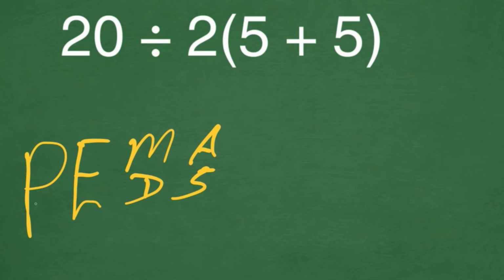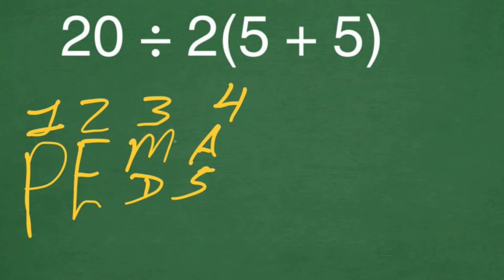So P stands for parentheses, E stands for exponent, M and D stand for multiplication or division, A and S stand for addition or subtraction. So according to the rule, the first thing we need to solve is parentheses, and then exponent, and then multiplication or division. Then finally we have to solve addition or subtraction. Here is where most people get it wrong though.